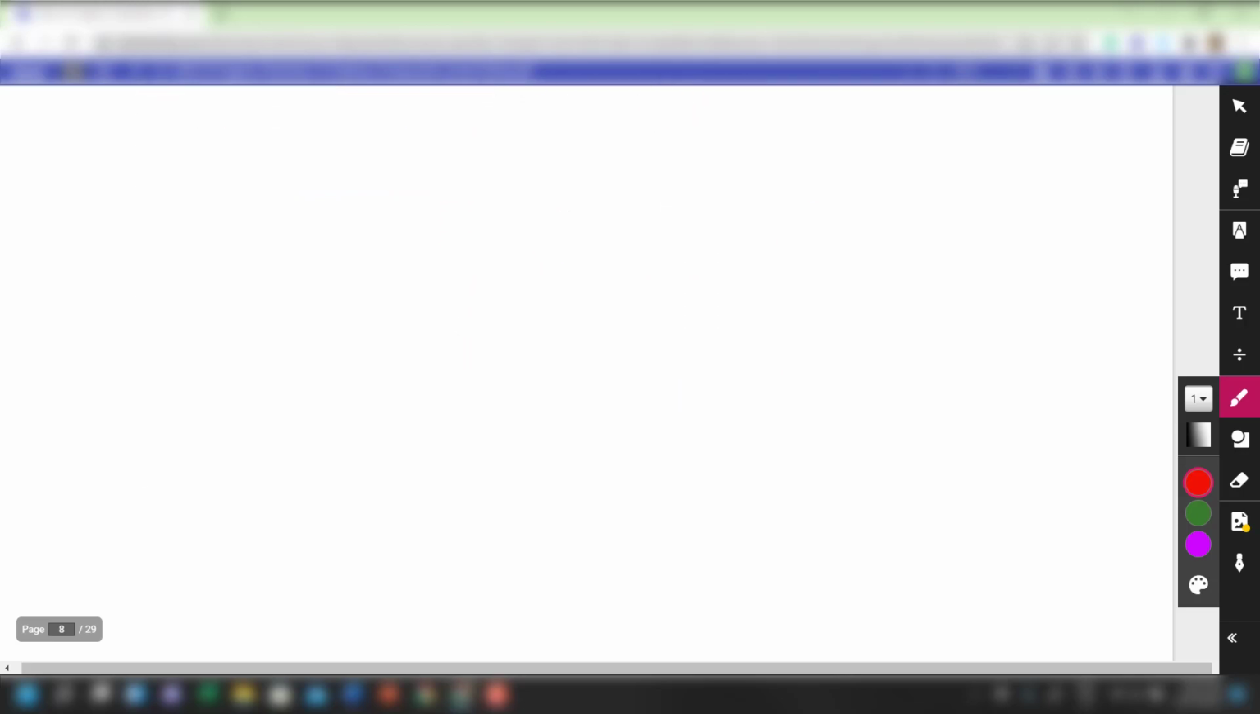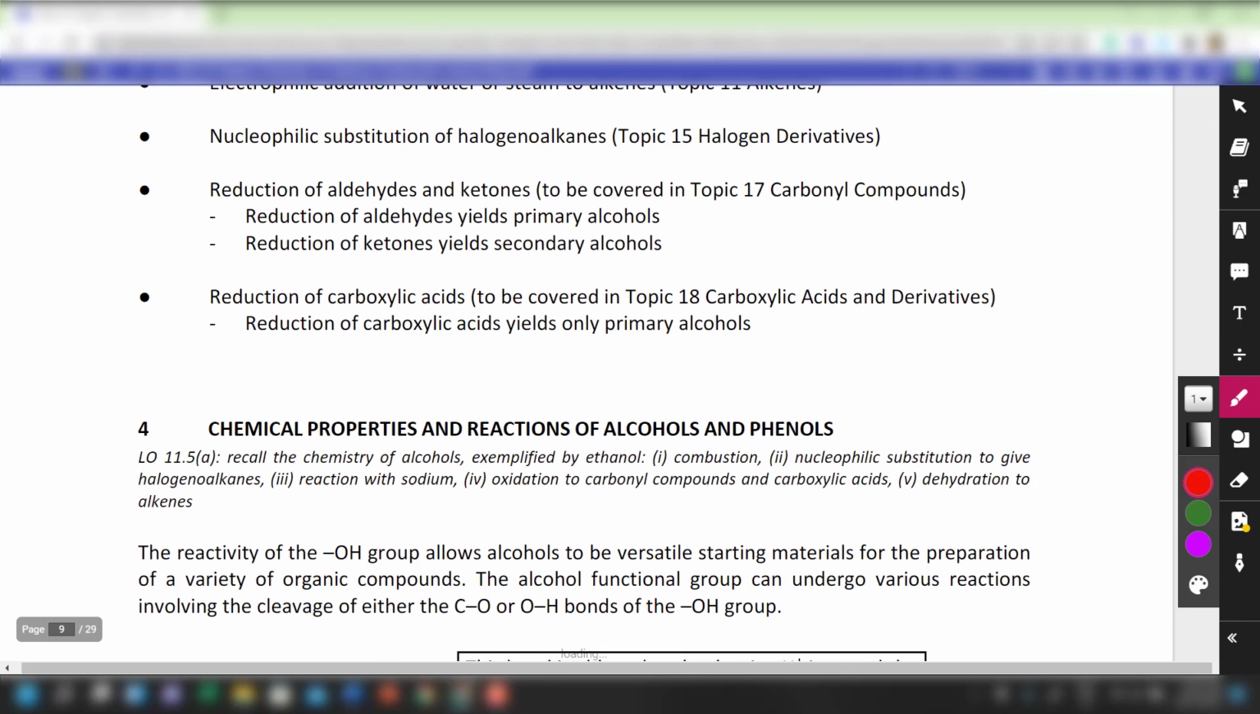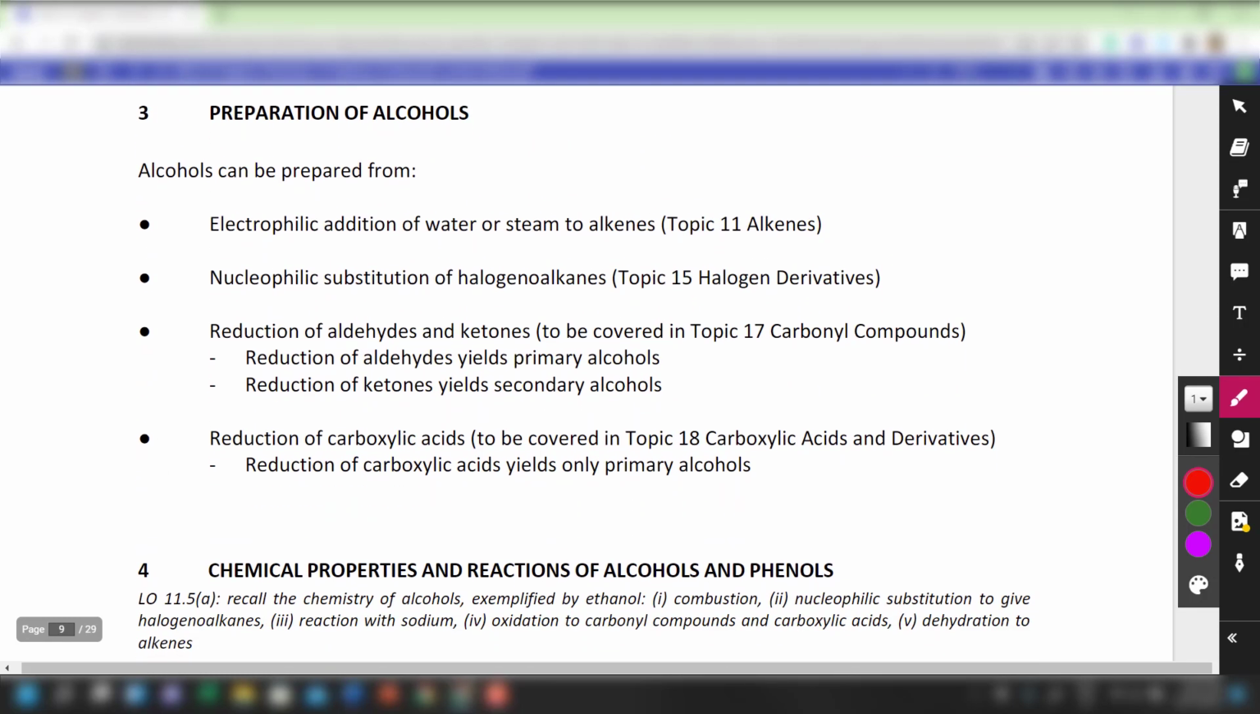Okay, so next we'll move on to section 3 on the preparation of alcohols. We will not be going into great detail on the preparation of alcohols for very simple reasons. You have learned them in earlier topics such as alkenes, where you are able to obtain alcohol by the electrophilic addition of steam to alkenes. If you do recall, for mild oxidation of alkenes, you will be able to obtain diols as well.